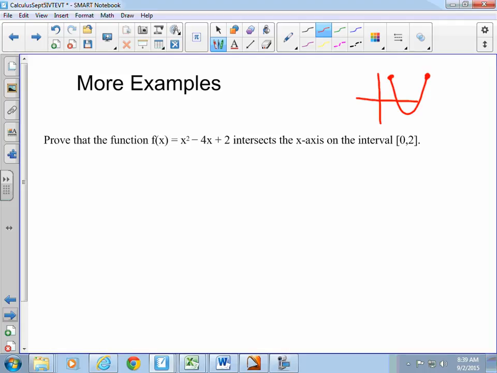Okay. So how am I going to go about proving that this intersects the x-axis on 0 to 2? And we could just walk through the theorem probably, couldn't we? What's the first thing I need to say? And is a quadratic continuous? f of x is continuous. I can go ahead and say it's actually continuous everywhere, but it's definitely continuous from 0 to 2.